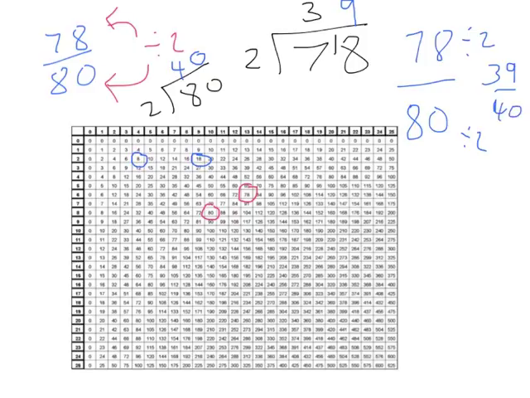Now the question is, are we able to simplify this fraction anymore? And the answer is no. We can't simplify this anymore, so we leave it as that. So the correct answer to that question is 39 over 40.